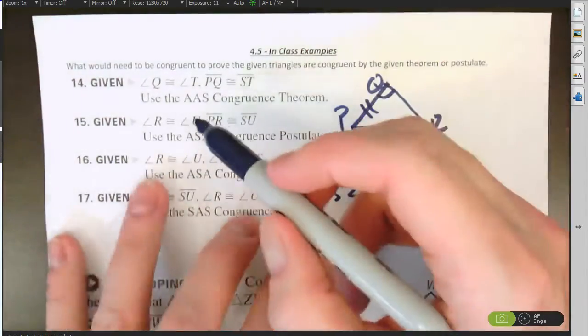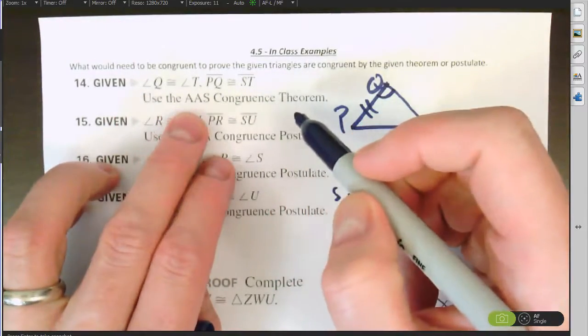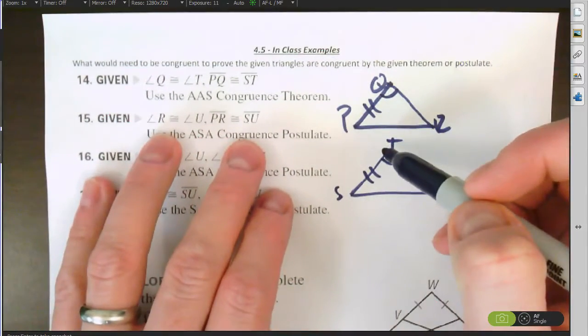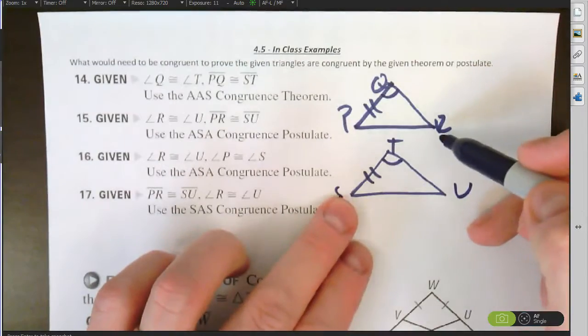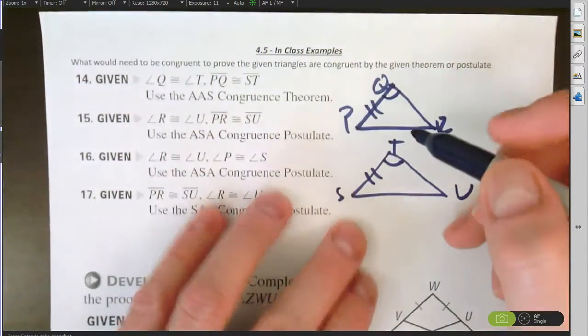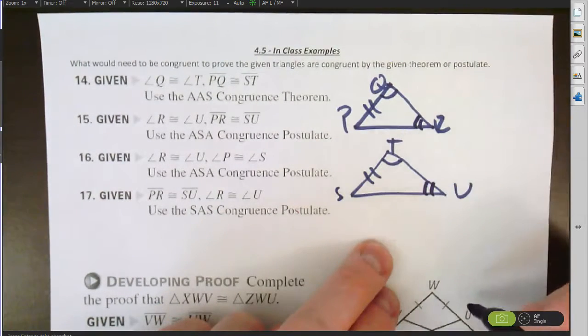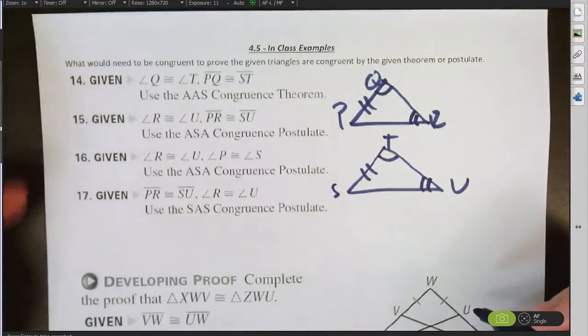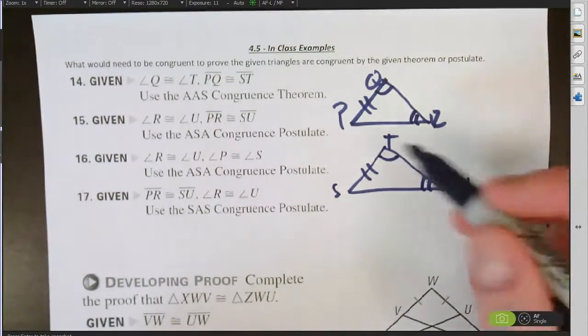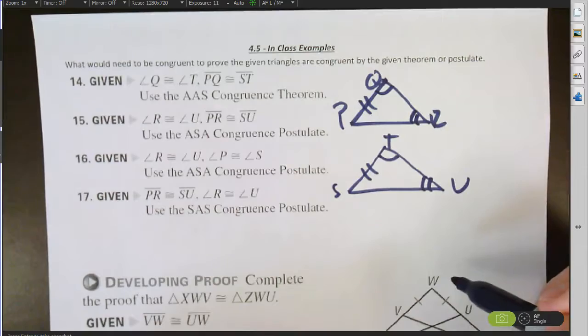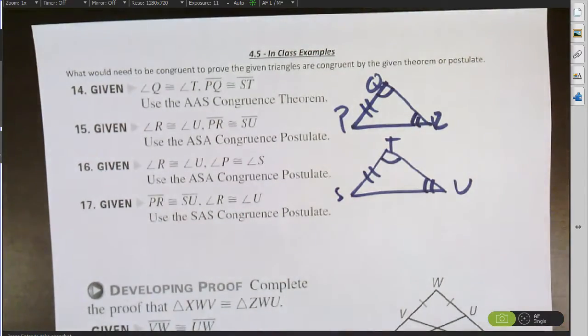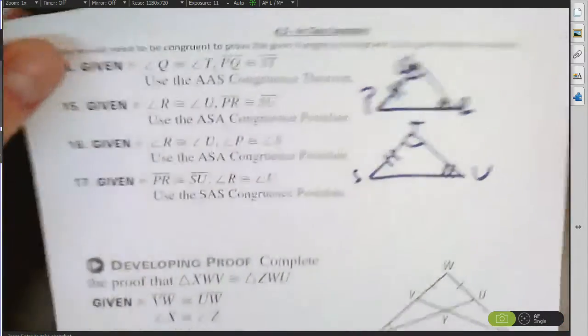So the question is, if I wanted to use angle, angle, side congruence, what would I have to know to be congruent? Well, what I'd have to know is another pair of angles are congruent, and specifically the angle they didn't give us, angle R and angle U. So that's what we did for these 4 problems here in class, we'd have to know those statements. And we went through the rest of those.